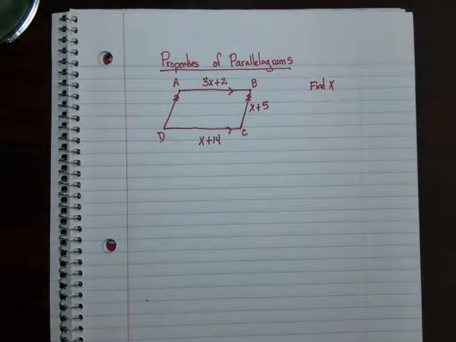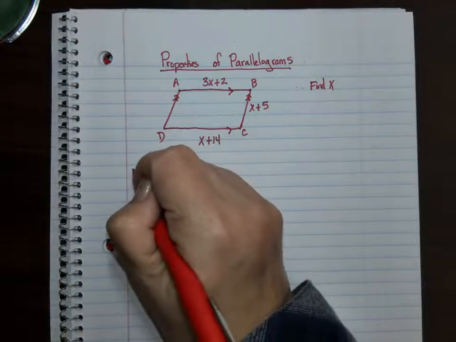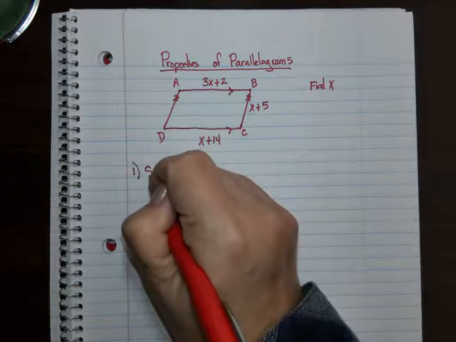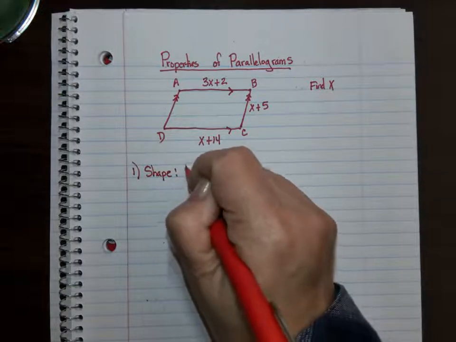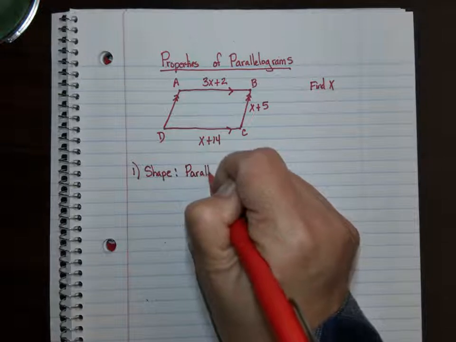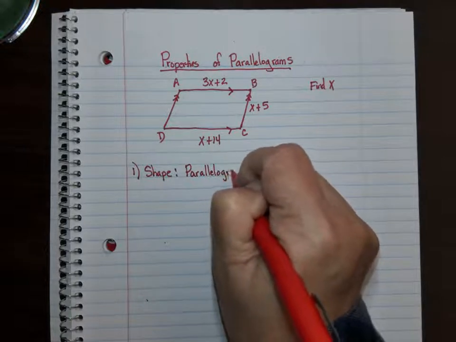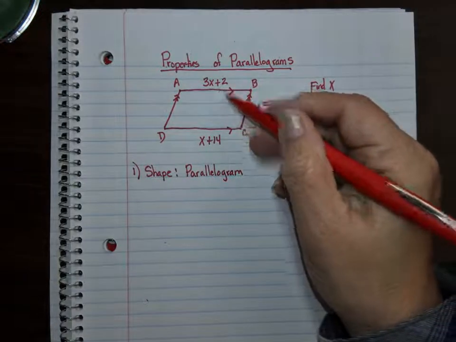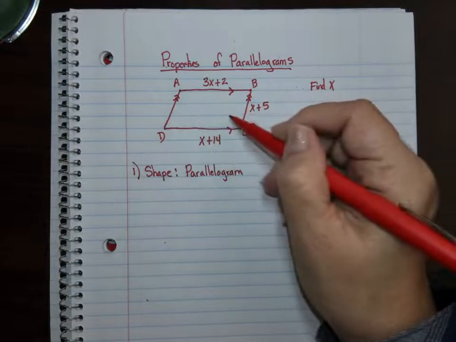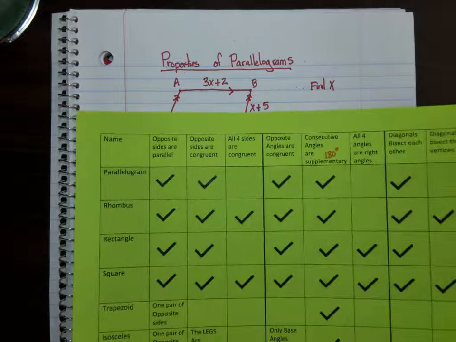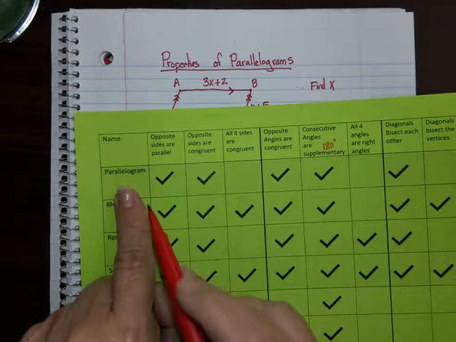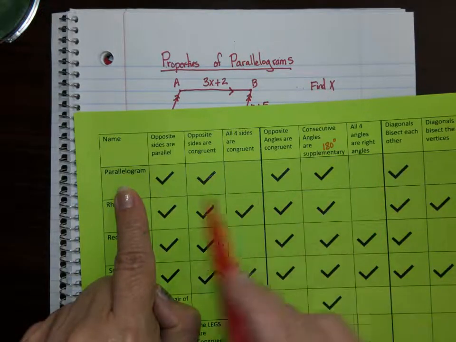Alright, so we want to use a step-by-step process. And so step 1, we want to know the shape that we're dealing with. So this shape is a parallelogram. It has two pairs of opposite sides that are parallel. And so once we know that it's a parallelogram, on our chart, we know we're looking at this top row for parallelogram.